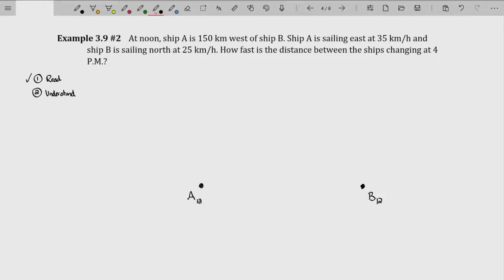Let's see, A is 150 kilometers west initially. So I'm going to write that in. This distance right here is 150 kilometers. That's the initial distance between them. Ship A is sailing east, and east is to the right here, so it's going this direction. And its velocity, or its speed, or well, it's going to be its velocity, is 35 kilometers per hour. So I will just say 35 kilometers per hour.